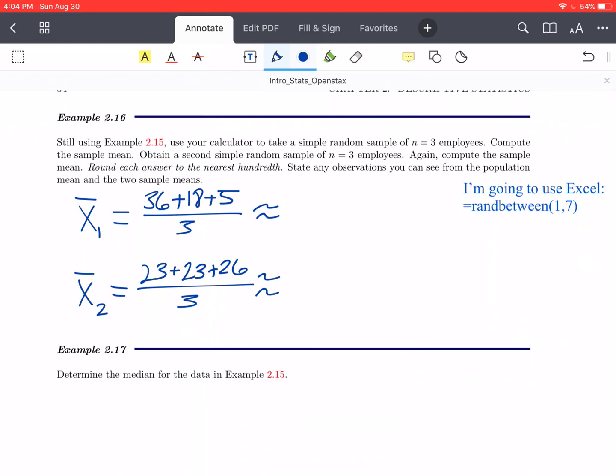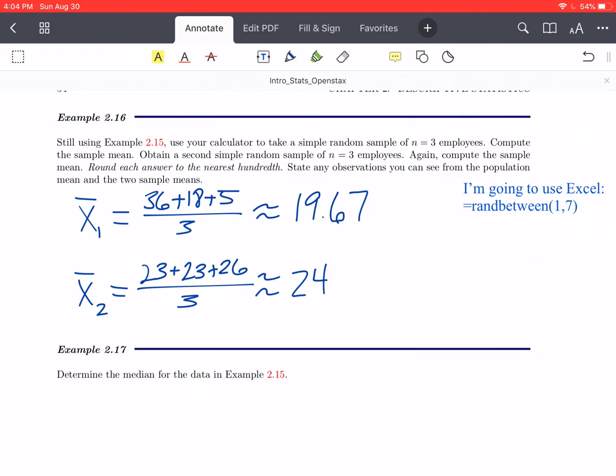Okay. And then these values, so we get 36 and 18 is 54, plus 5 is 59. So we get 59 over 3, that's going to be 19.67. And then this one, we get 23 plus 23 is 46, plus 26 is 72, over 3, which I believe goes evenly. That's 24. Yeah, 24 even.